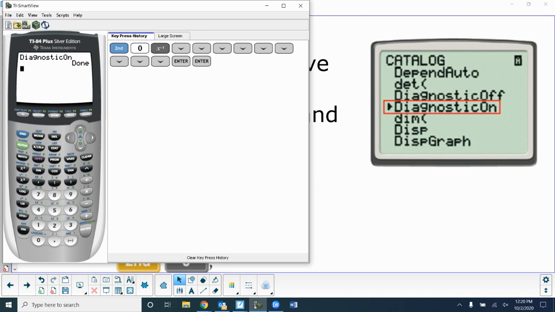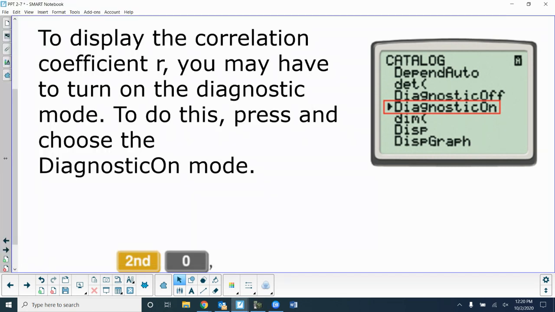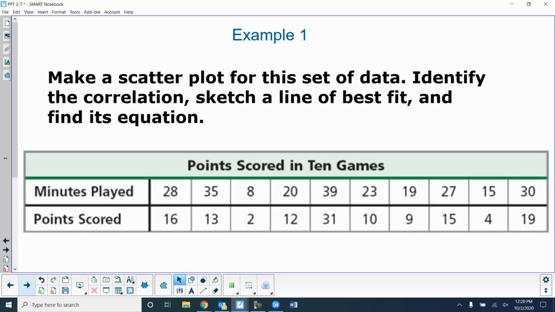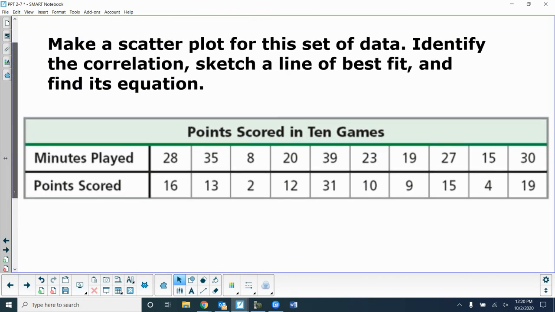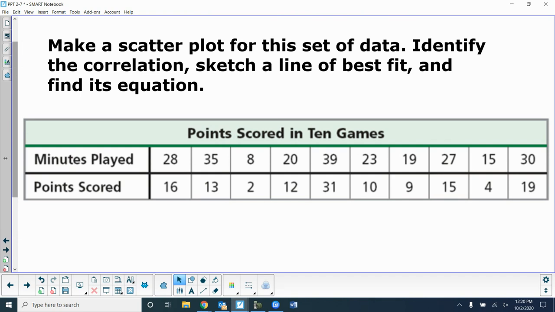Okay, so anyway, we have diagnostics on. To do a problem, we need some data, so here's some data. It says, make a scatter plot for this set of data. If you don't have your graphing calculator, you'd have to put these points in by hand on graph paper. You go over 2 and up 8, over 16 and up 28, over 13 and up, and just plot those. I think there's 10 points there. But since we have our calculator, we're going to put those in our calculator.